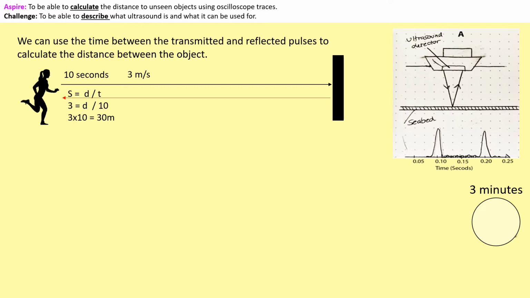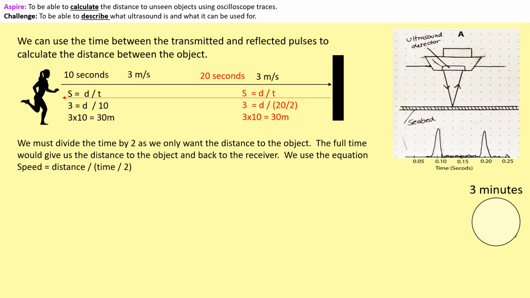So let's say that we knew that the runner ran to the wall and back, and it took them 20 seconds. They're still running at 3 meters per second. We can still use our equation, but we just have to change it very slightly. And this is a common misconception that people make. So we do speed equals distance divided by time, but we need to divide our time by 2. So we have 3 equals the distance, which is unknown, 20 divided by 2, which is 10. So we end up with the same sum. We end up with 3 times 10, which still gives us 30 meters.